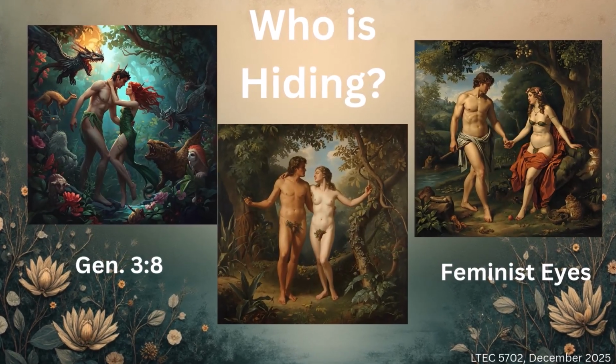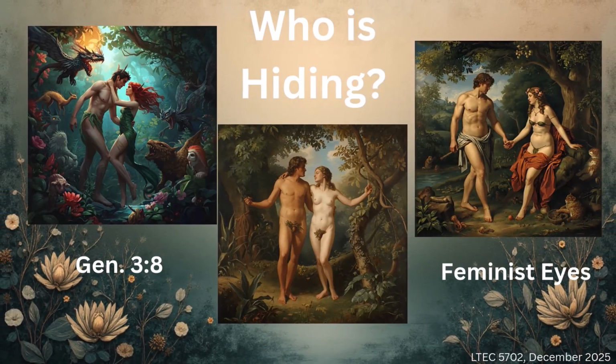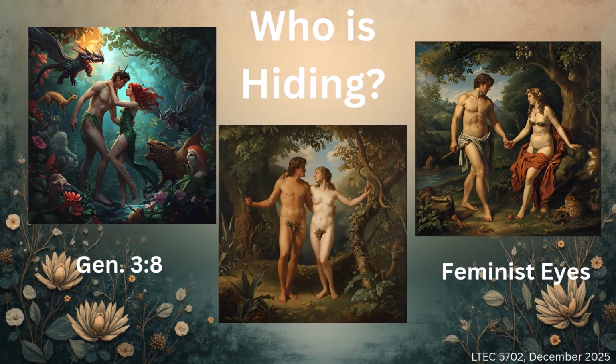I've been teaching Biblical Hebrew for the last 10 years, and one of my goals is to offset traditional readings and analyze the ideologies of interpretation. One of my favorite analyses is this text in Genesis, using feminist lenses to discuss who's hiding after Adam and Eve eat the forbidden fruit.